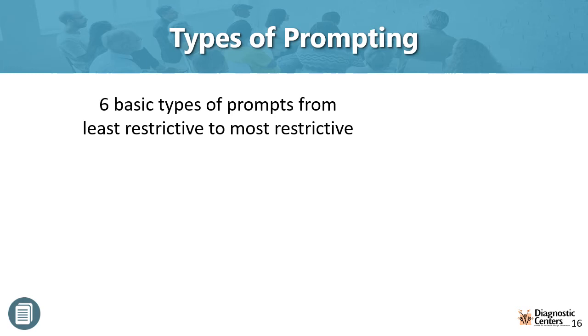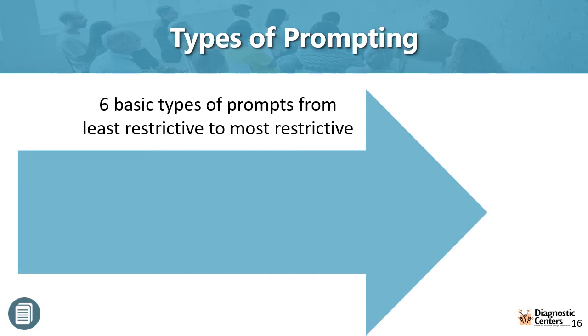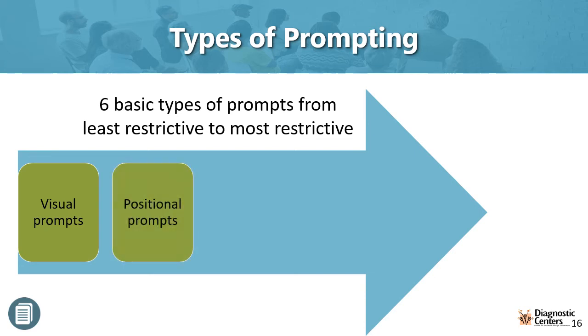There are 6 different types of prompts that can be given to support students with disabilities, in the order of least restrictive to most restrictive. Visual prompts is the least restrictive. This can be a picture card or even a written schedule. Positional prompts are when we actually place items in front of a student or in a location or a sequence that ensures successful completion of the activity. The third is a gestural prompt. A gestural prompt is when staff points or uses a hand gesture or even a head nod to encourage participation.